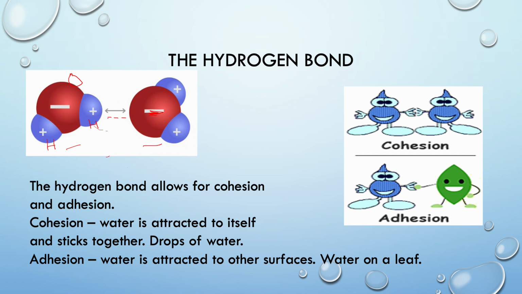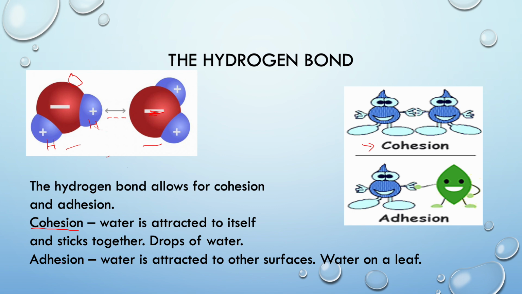The hydrogen bond allows for cohesion and adhesion. Cohesion, like co-workers. Water is attracted to other water molecules. Cohesion, two water molecules attract together, and that's like co-workers. Co-workers work together, so you've got two water molecules working together, a cohesion property.